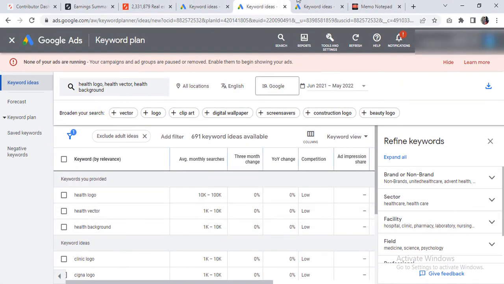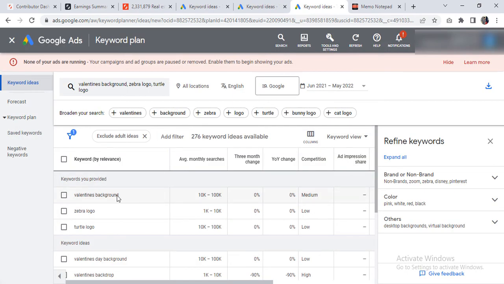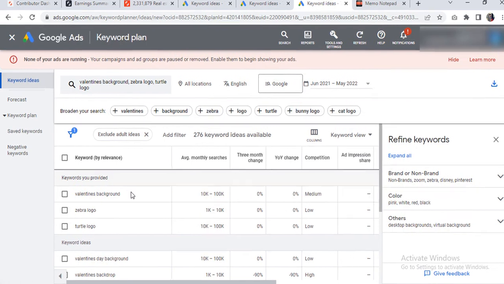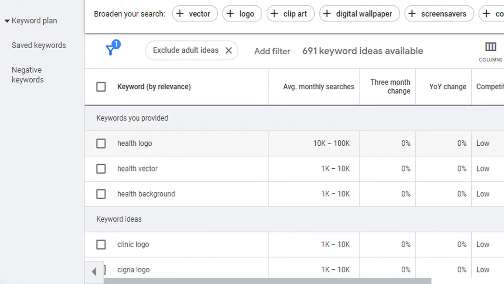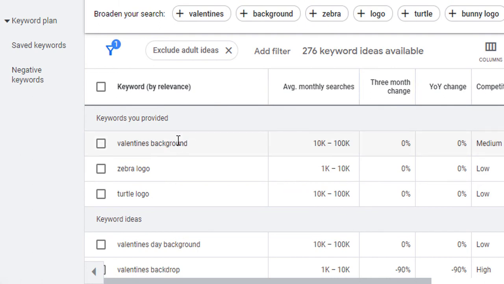But then again, I have opened a new tab here to give you some more insight. Here, if you will notice, the Valentine's background has a huge audience, in terms of monthly average searches. So when we talk about Valentine's Day, people are looking for a lot of backgrounds. So it's not like every time it is about logos. For some cases, maybe you will get better numbers for backgrounds, so you will go with background.